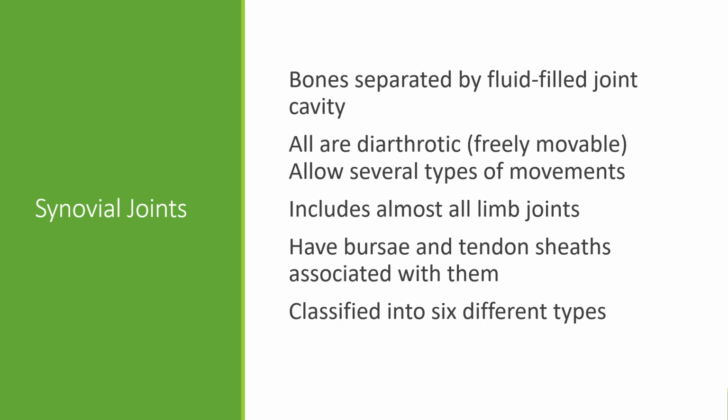Synovial joints. So these are bones that are separated by a fluid-filled cavity. And these are the things we think of when we think of joints. We think of knees and shoulders and all that sort of stuff. All of these are diarthritic, meaning that they are freely moving. They allow several types of movement. Mostly where we see these are your limbs, so your arms and legs. They're going to have bursa and tendon sheaths that we'll be talking about, and they are classified into 6 different types.